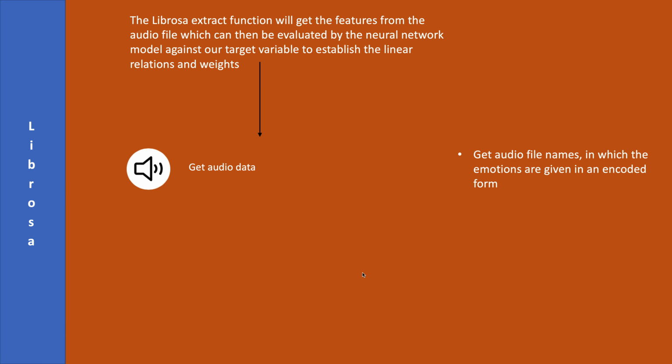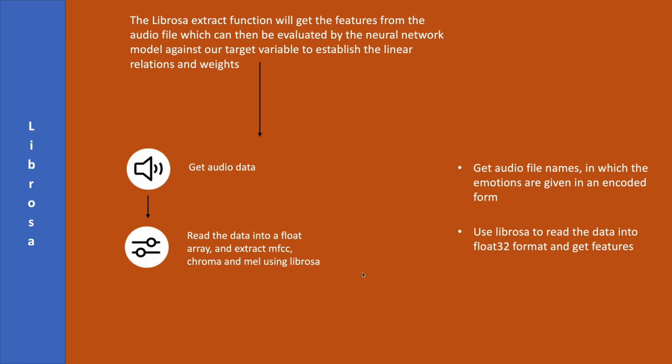So, Librosa. Our Librosa function will first get the audio file names, in which the emotions are the third digit. So we will separate that: we will get all the third digits from the file names and store them in a separate column. The emotions are numerically encoded. 1 is neutral, 2 is calm, 3 is happy, 4 is sad, 5 is angry, 6 is fearful, 7 is disgust, 8 is surprised. After this, we will use the Librosa library to extract the statistics of the audio.